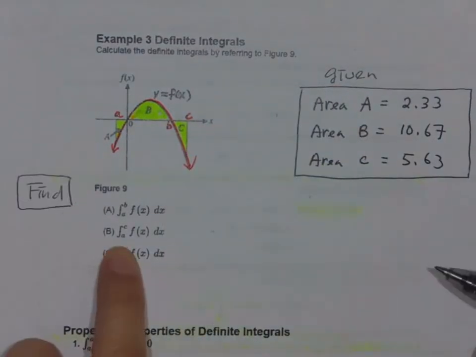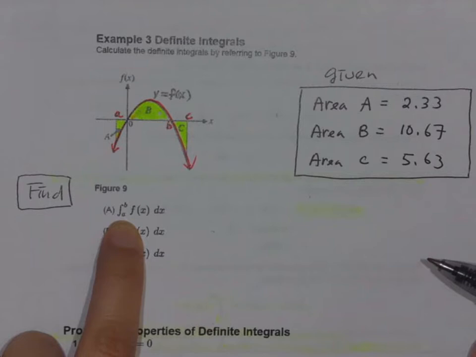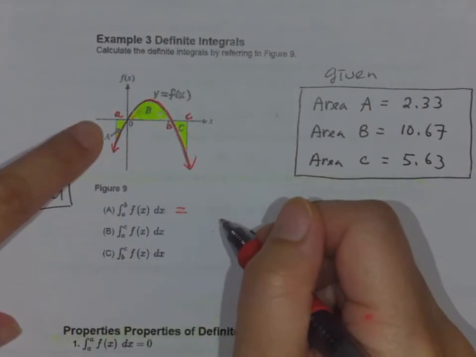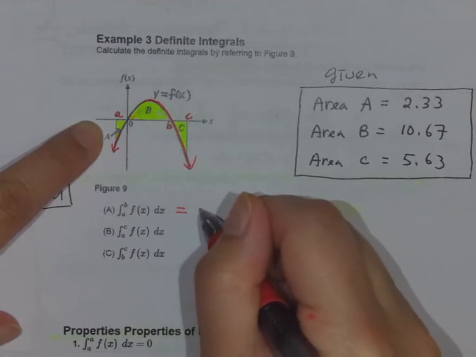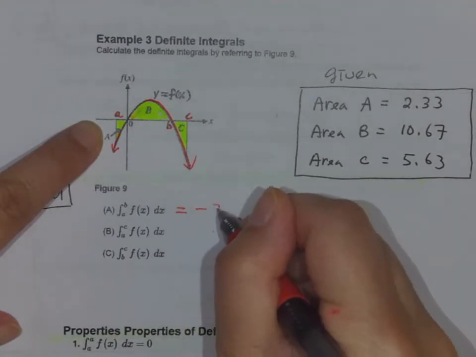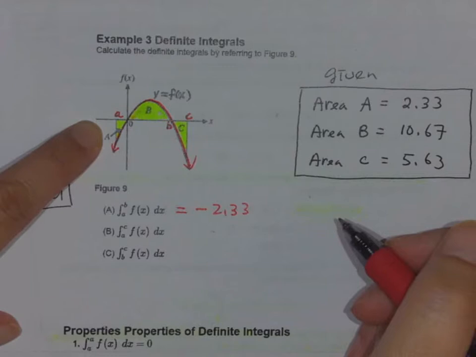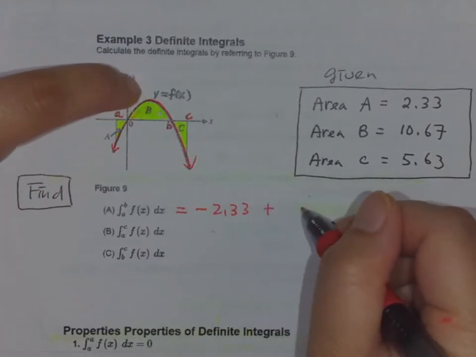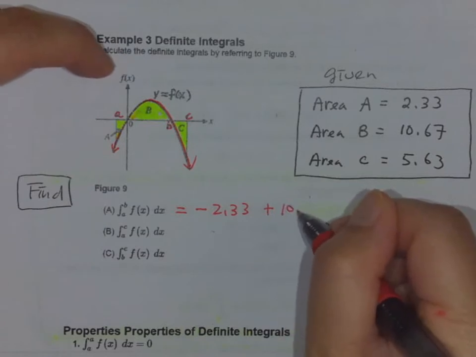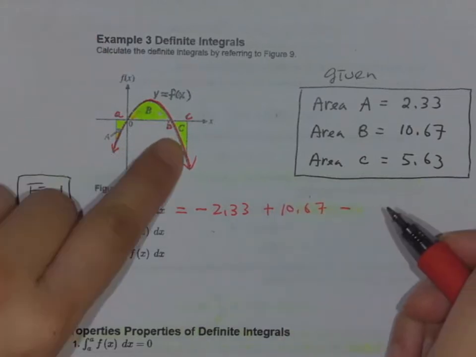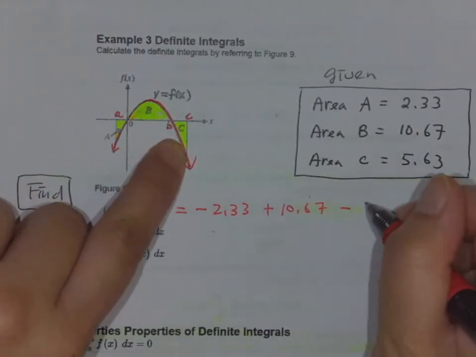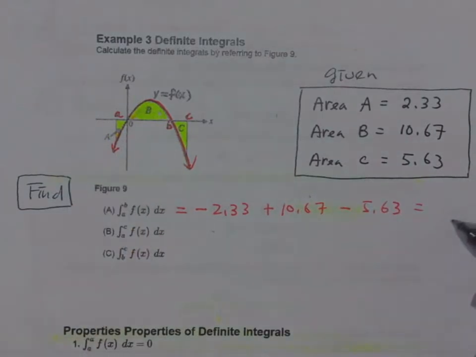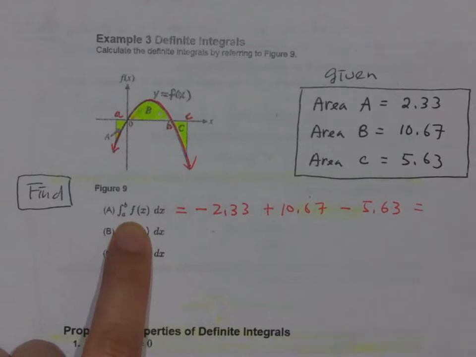The first one says from A to B. The first part is below the region, so it is negative 2.33 for the A part, and then adding the B part, which is positive, above the axis, 10.67, and then subtracting below here again, C is 5.63. Together, I'm sorry, this is just from A to B, not C.